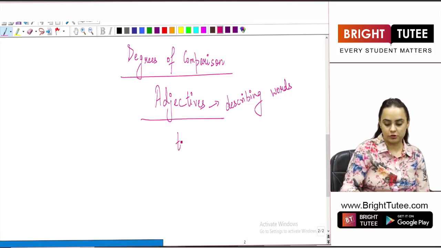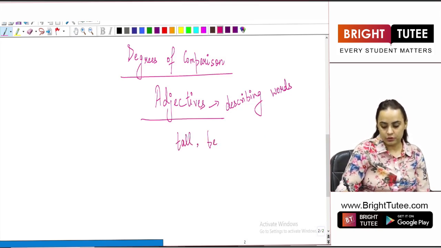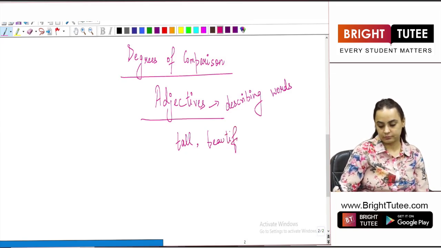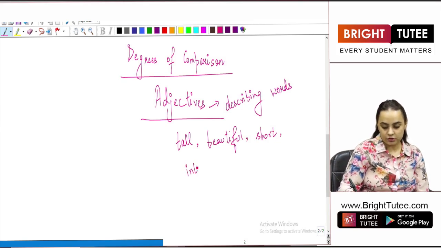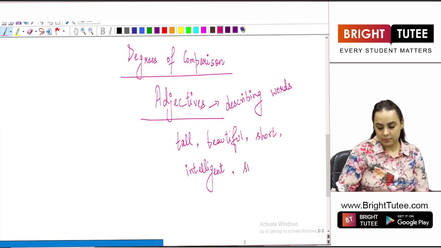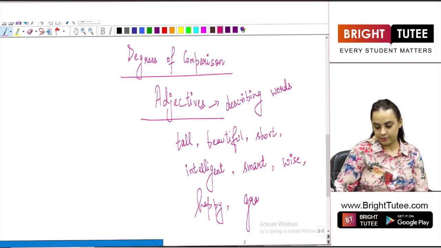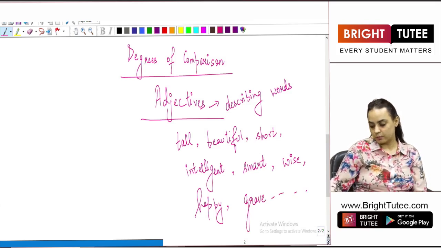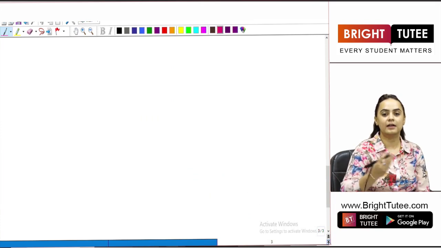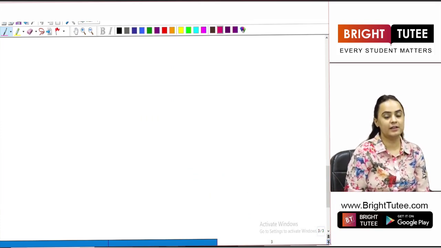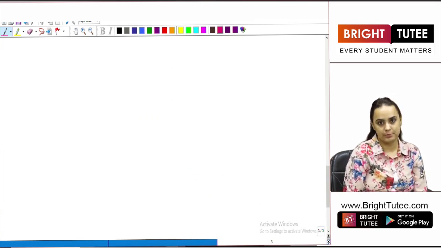Words such as tall, beautiful, short, intelligent, smart, wise, happy, grave, and so on and so forth. These are the adjectives, the words that describe people.